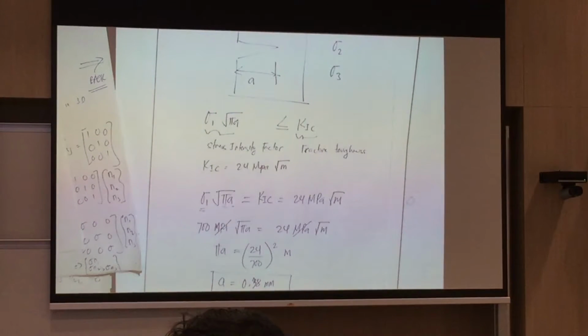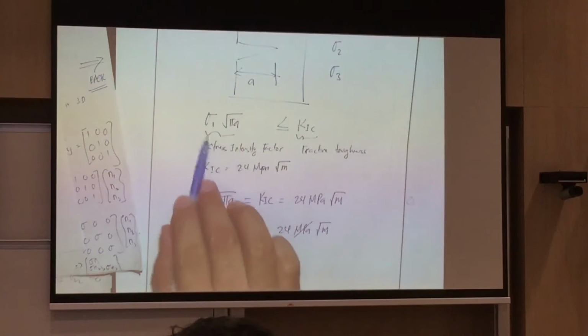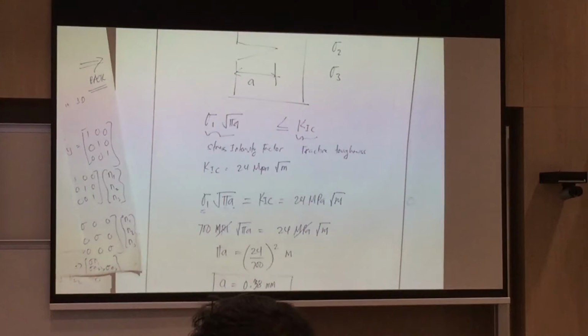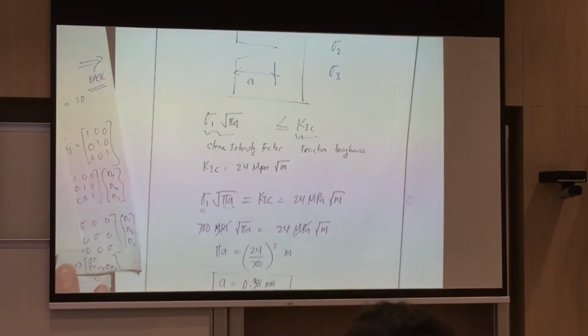And then failure occurs. That's why this is one of the criteria wherein, for every material, you assume a crack size that can be safe to be there. And then from there, if you know the stress and you know your crack size, you will be able to know your stress intensity factor, which must be lower than your fracture toughness. That's one criteria.